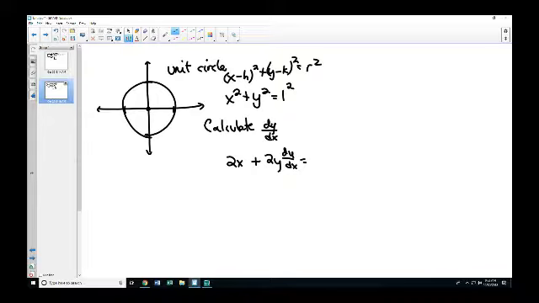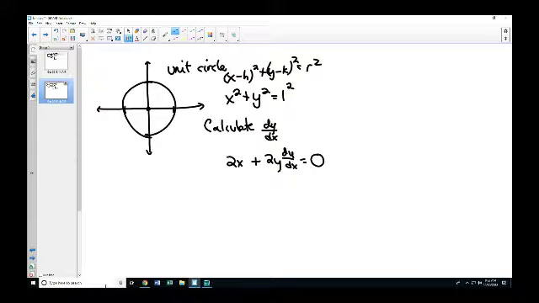Equals what? The derivative of 1 is 0. So the only addition here is that y is now in the equation, and we have to tag a dy/dx on it when we derive it. Are we finished? This is calculate dy/dx. Is that dy/dx equals? No, it's not. So we have to solve that equation now.